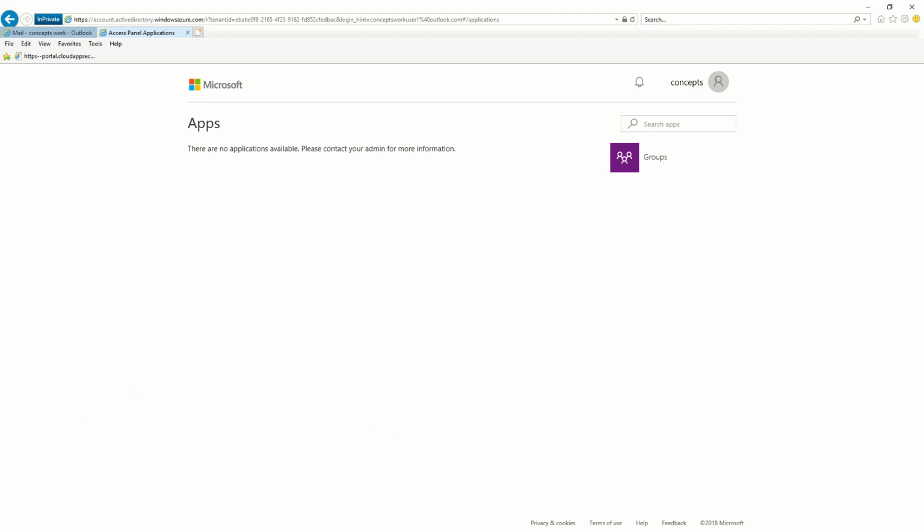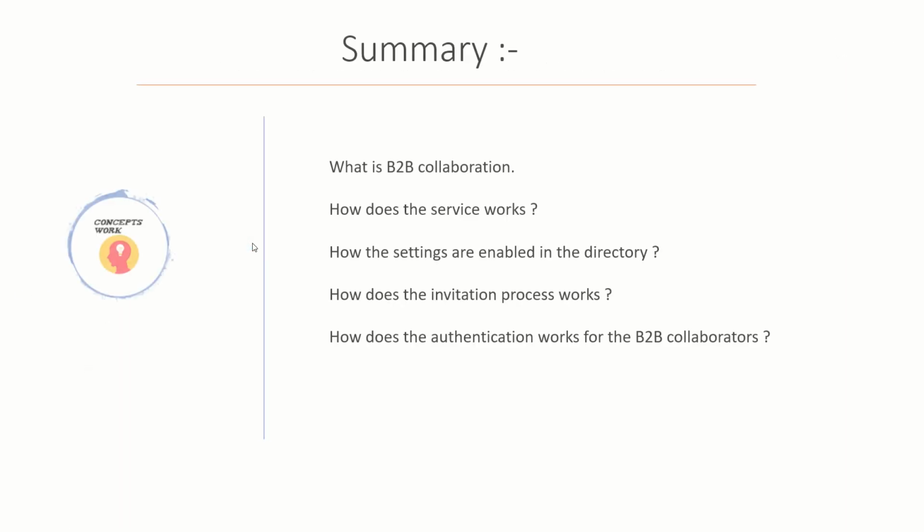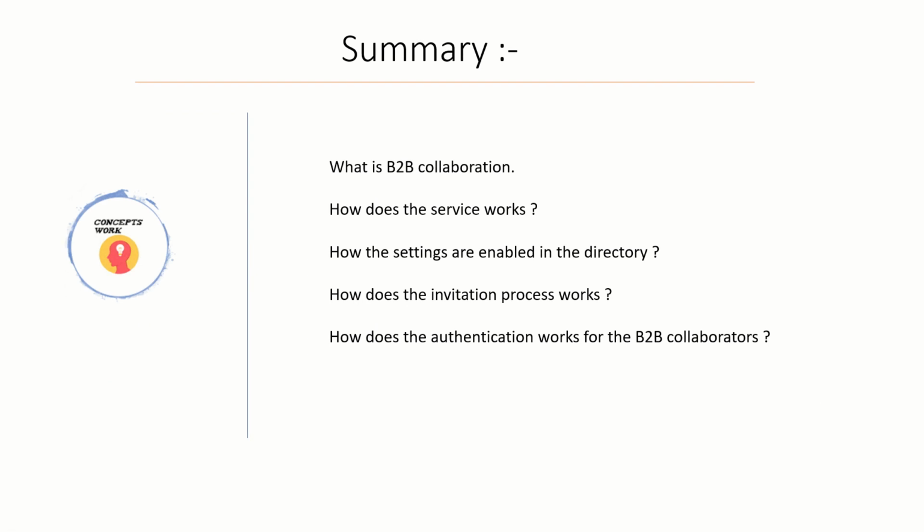Now, let's go back to our presentation to discuss the summary of what we discussed. So, we have discussed what is B2B collaboration, how this service works, the Microsoft invitation service principal, on which you can select the option of enable user sign-in set to yes or no, and how you can customize the external collaboration settings in the directory. In order to check that, go to Azure Active Directory and then click on User Settings. How does the invitation process work?